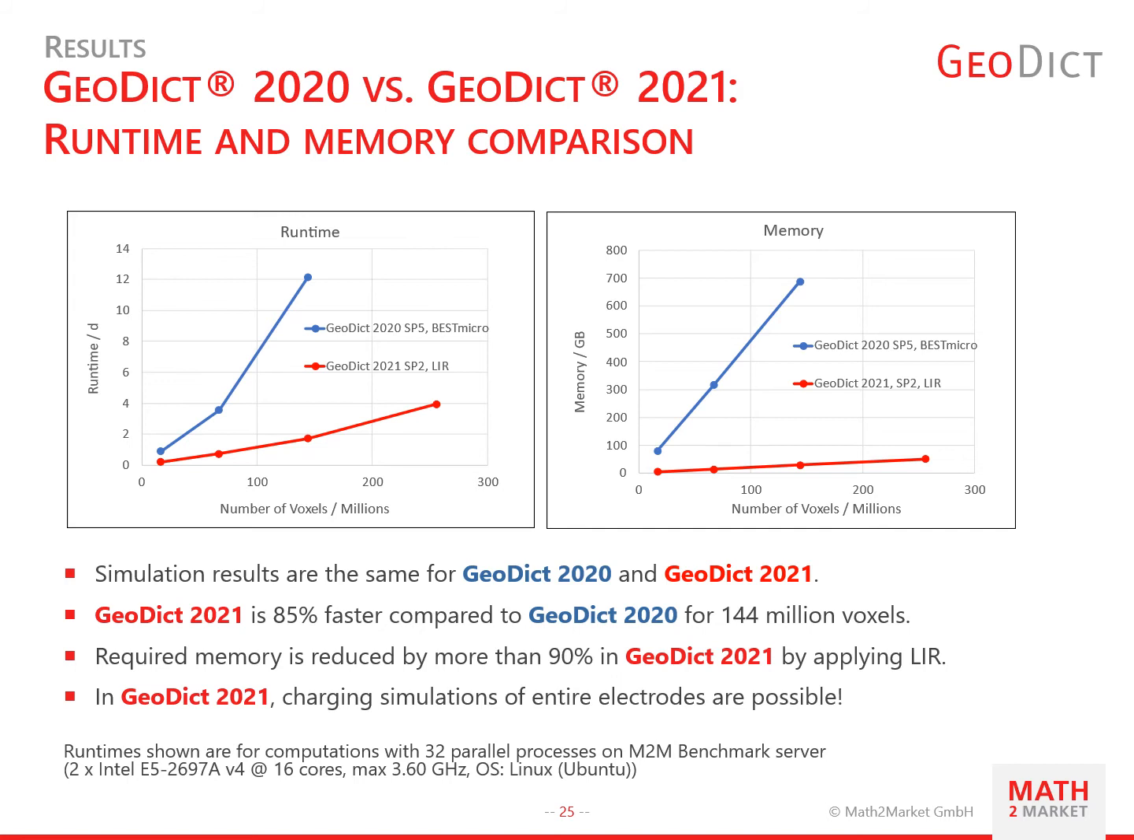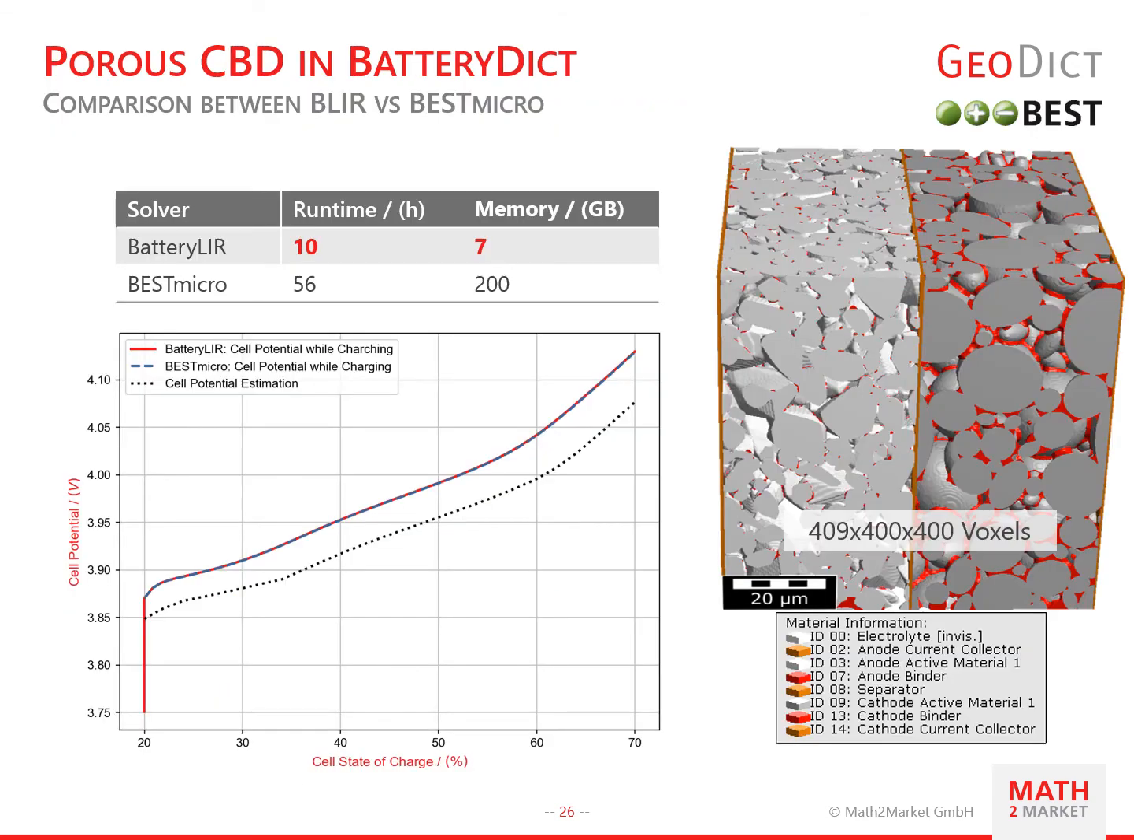Only this fact allowed us to simulate the charging of the largest structure at all. This was not possible before with the GeoDict 2020 version. Until a few days ago, until the release of the new GeoDict 2022 version, the best solver in GeoDict had one tremendous advantage over the Lear solver. The best solver was able to account for the binder phase to be porous.